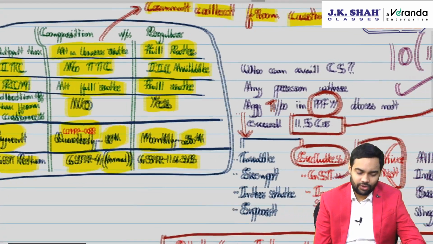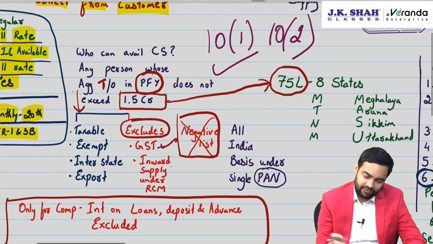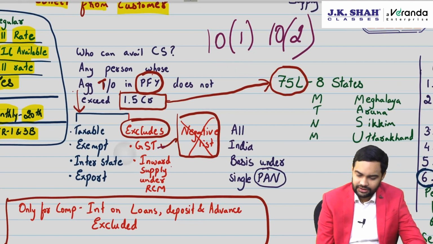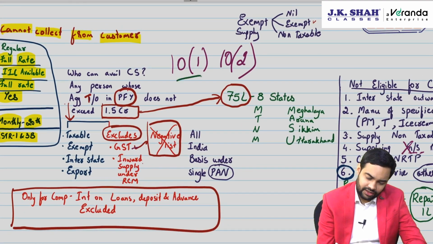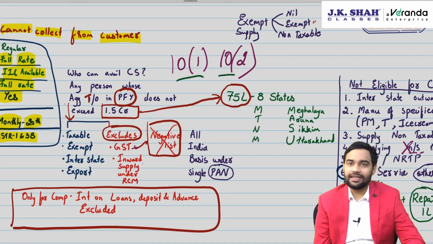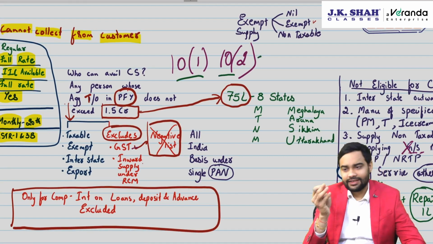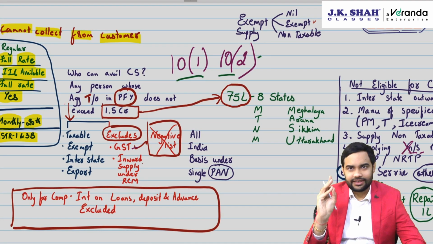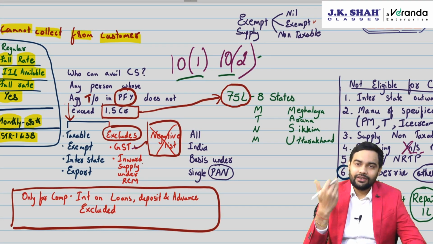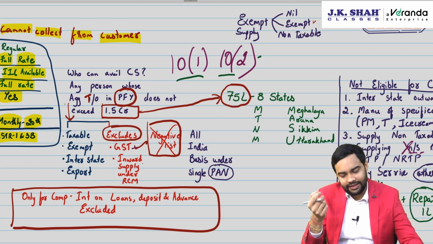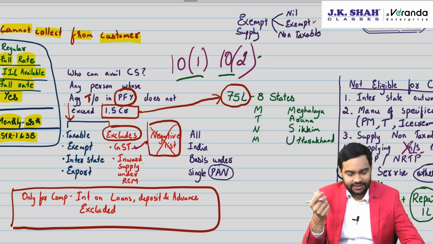Now the next important question is, who can avail composition scheme? There are two composition schemes available. One is 10.1 and 10.2 and the second one is 10.2A. 10.1 and 10.2 deal with manufacturer, trader, restaurant service provider. 10.2A talks about anyone who cannot claim 10.1 and 10.2 can opt for 10.2A. That means basically it is related to service industry.